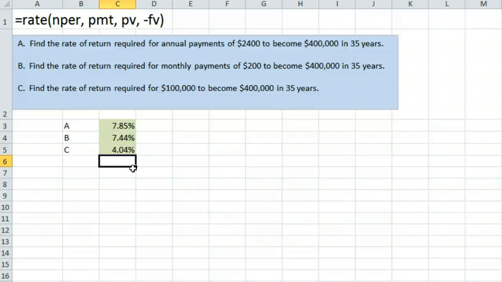As one final note, you can use the rate formula if you have both a starting value and periodic deposits. Enter the starting value as the present value part of the formula, and enter the amount of periodic deposits in the payment part of the formula.